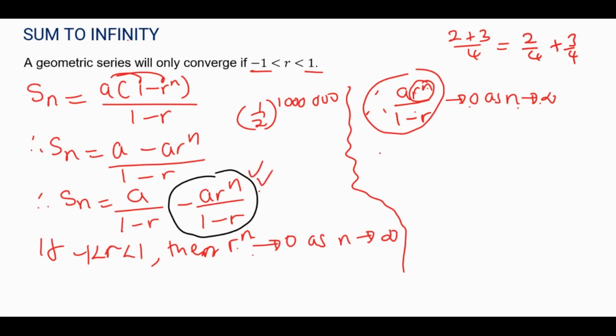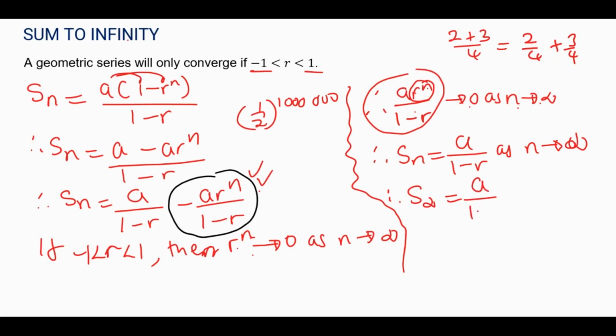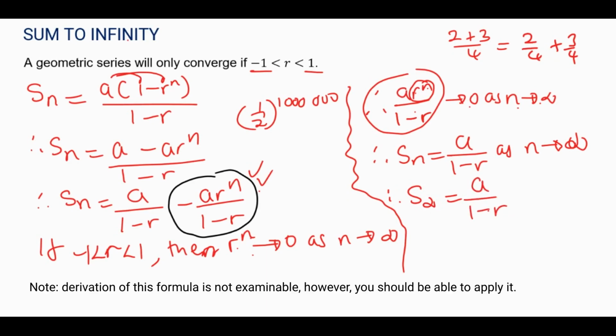So we can conclude and say Sn is equal to a over 1 minus r as n approaches what? Infinity. Then we can write it as our formula, sum to infinity is equal to a over 1 minus r. And then write the condition when r is between -1 and 1.